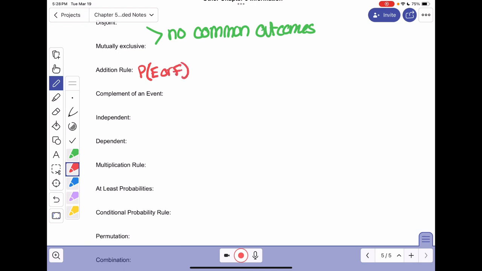So if we're saying, hey, how do I get 2 or 3 on the dice? The addition rule is that you add the probabilities together. And then if there's any overlap, so if they are not mutually exclusive, you have to subtract what they have in common because you've counted it in both groups. And we'll talk more about these as we need them. I just want you to be aware of these vocab terms.